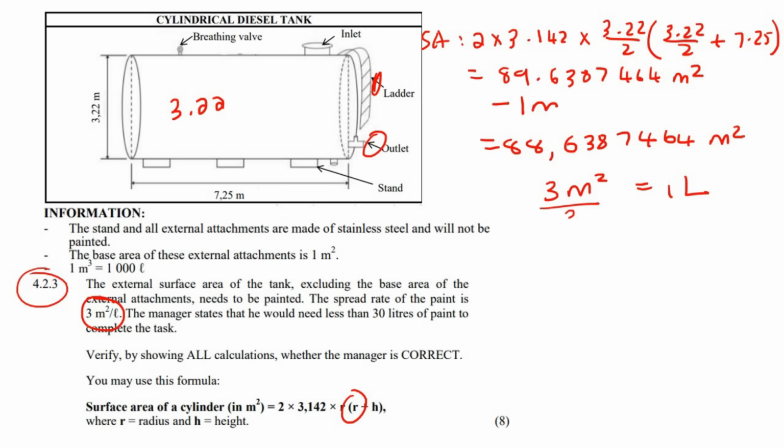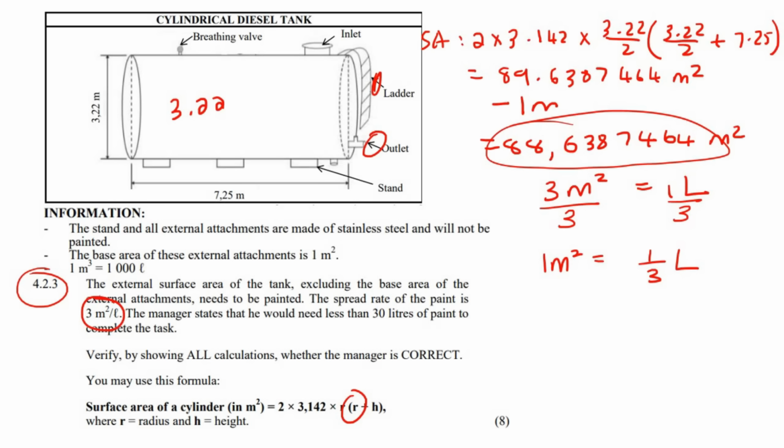Well done if you said we can divide it by 3, but then what you do to the one side, you must do to the other side. So then 1 meter squared is going to be 1/3 of a liter. So for 1 meter squared to paint, you need that many liters of paint, but how many meters squared do we have? We have that many meters squared.